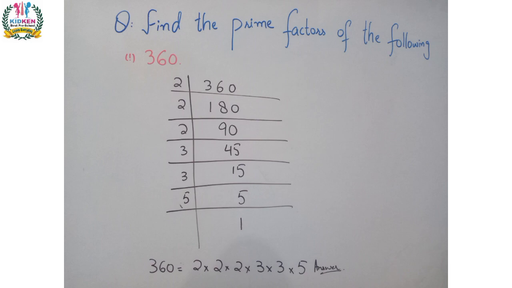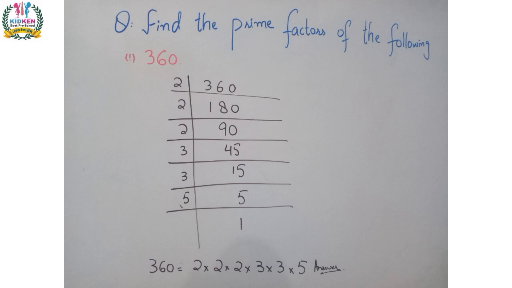So we can write 180. Then 2 90s are 180. We can write 90, and then 2 45s are 90. So we can write 45. Then 45 does not come in the table of 2, so we can use the table of 3. So 3 15s are 45, then 3 5s are 15, and then 5 does not come in the table of 3, so we can write 5. So 5 5s are 5.